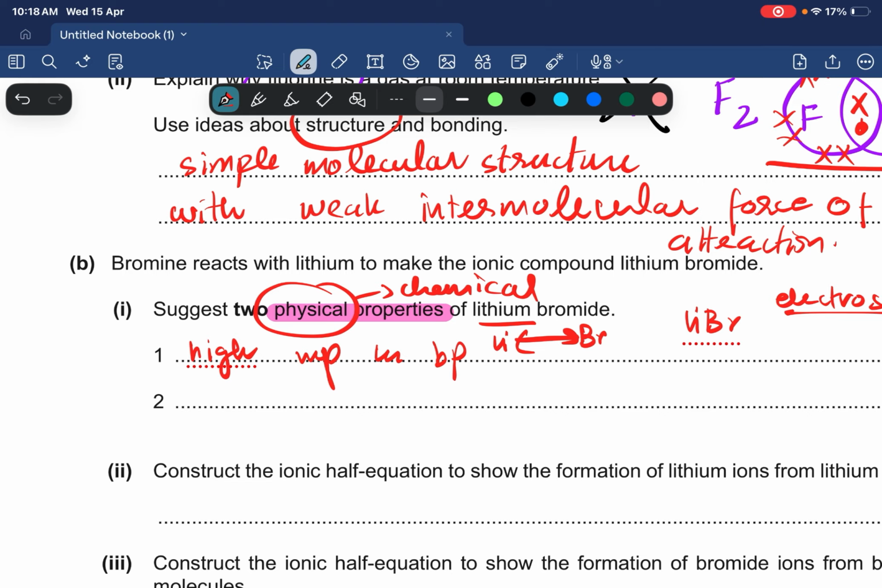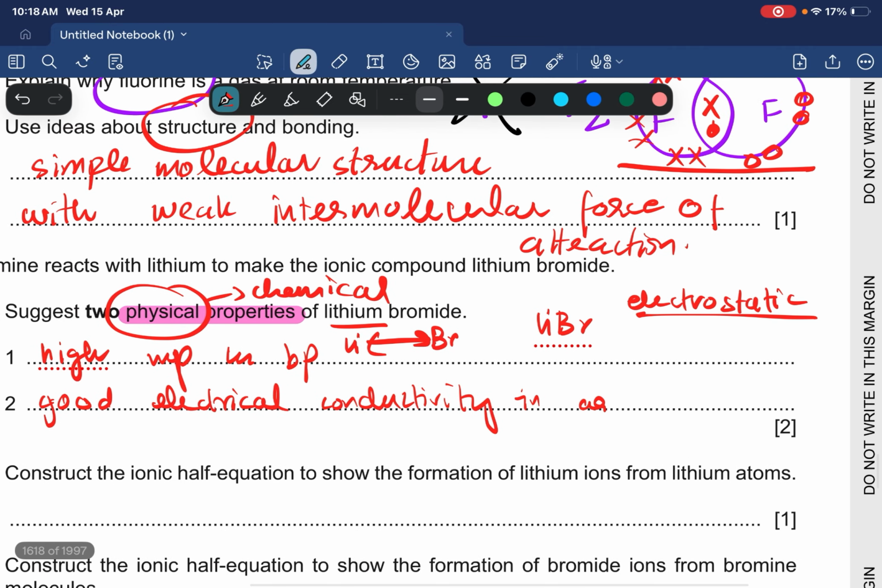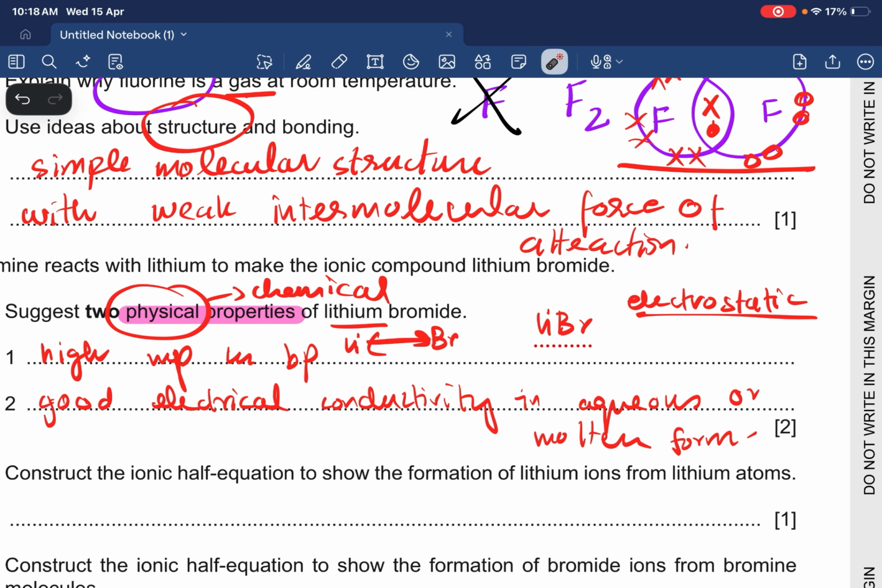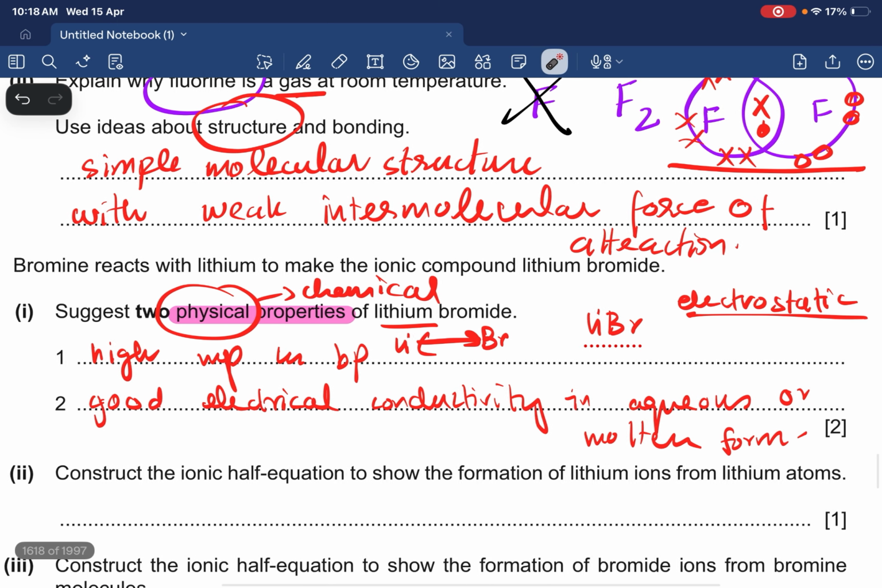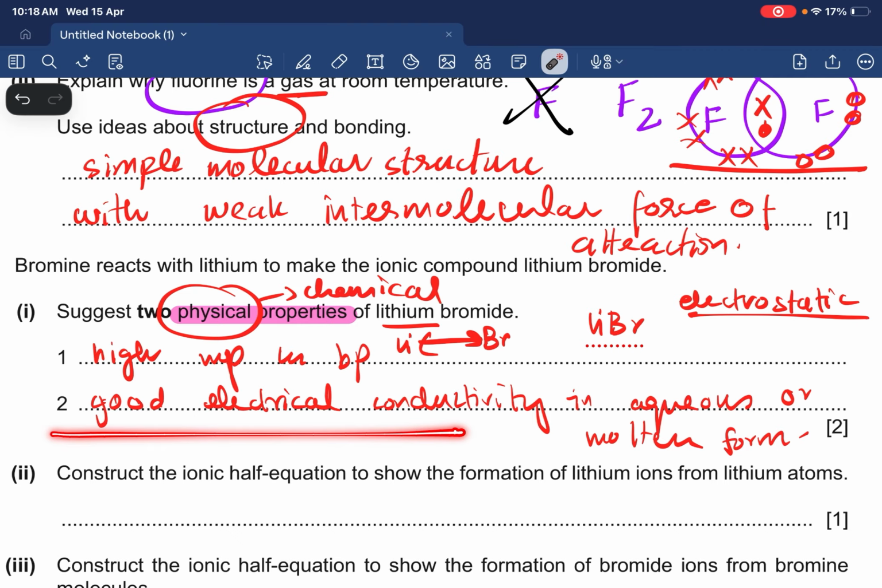Good electrical conductivity in aqueous or molten form. And don't forget one thing, that you have to tell the examiner. You just don't write good electrical conductivity, because you know in solids lithium bromide cannot conduct. Why cannot it conduct? Because ions are in fixed positions. Ions cannot move. An ionic compound can only conduct electricity when the ions are free, when the ions are mobile, when they can move, right?